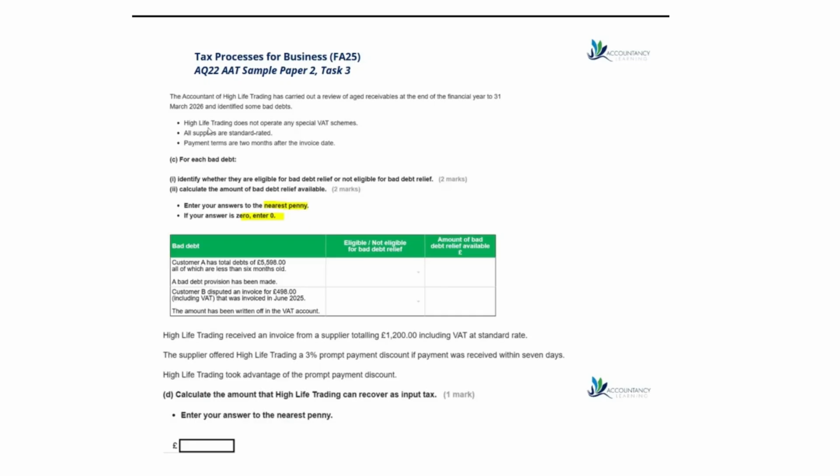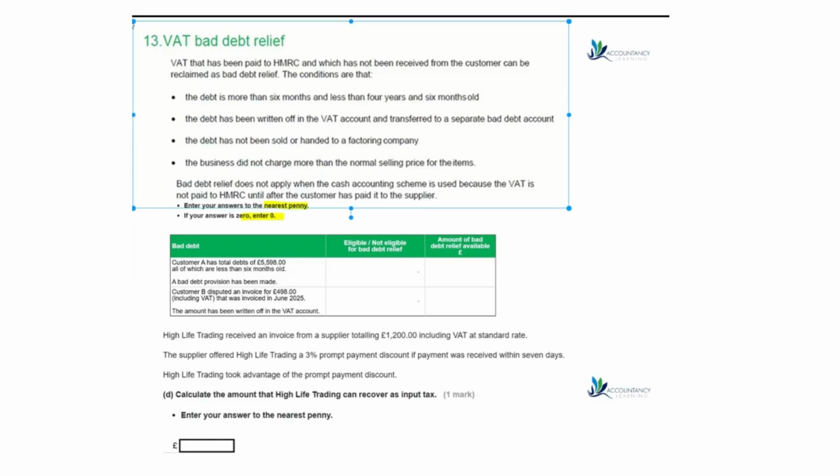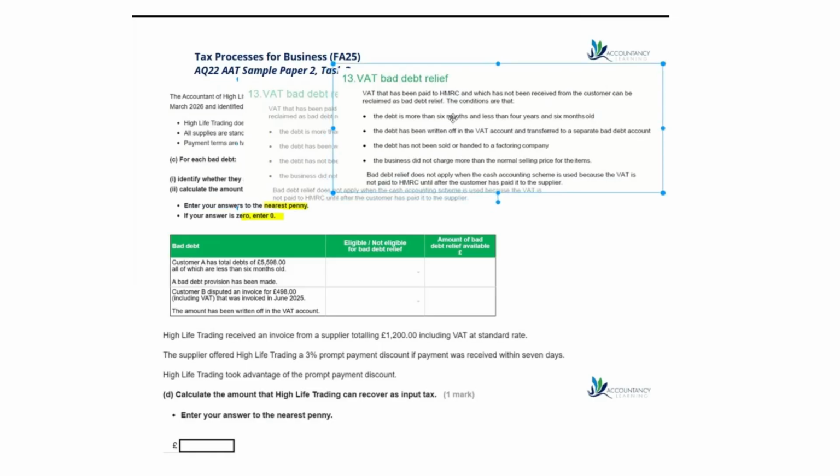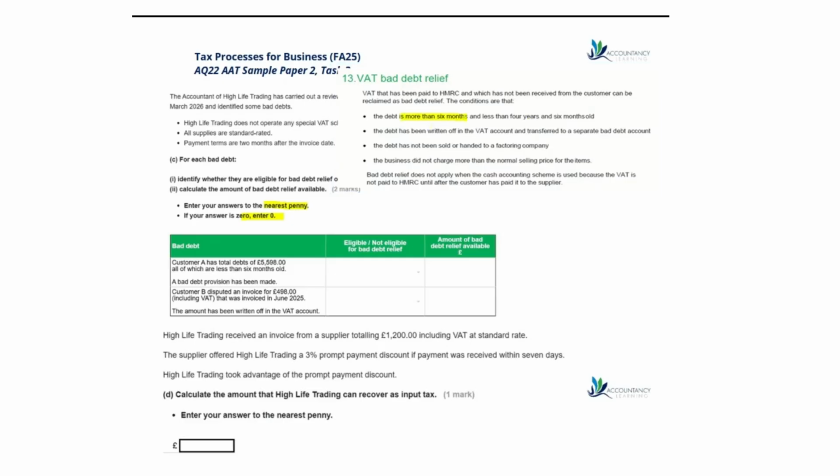So reference material 13 this time, all about bad debt relief. So we've got some conditions to meet here. So let's have a look. Customer A has total debts of 5,598, all of which are less than 6 months old. A bad debt provision has been made. Now, it needs to be more than 6 months old and it has to have been written off in the VAT account. So that would make this one not eligible for the relief. So therefore, it would be 0.